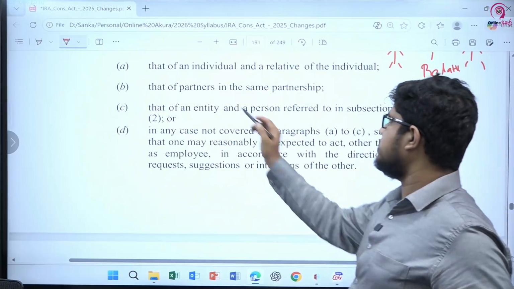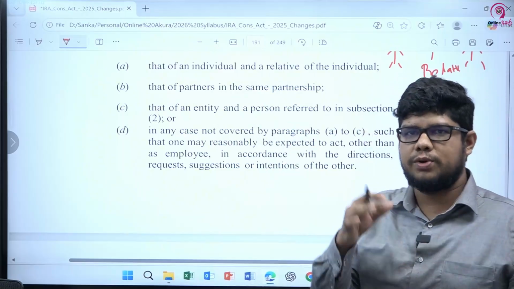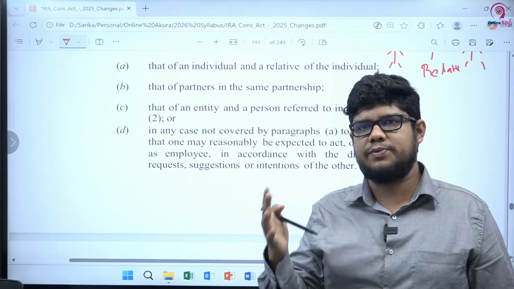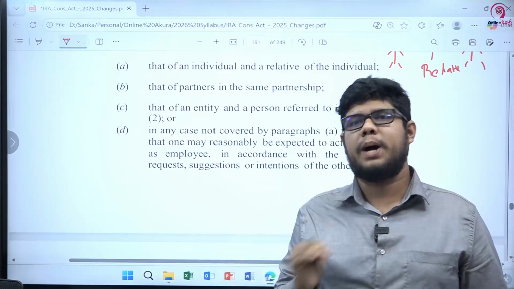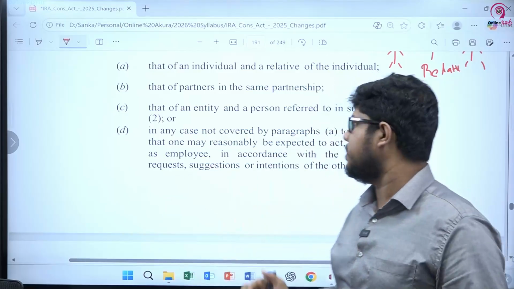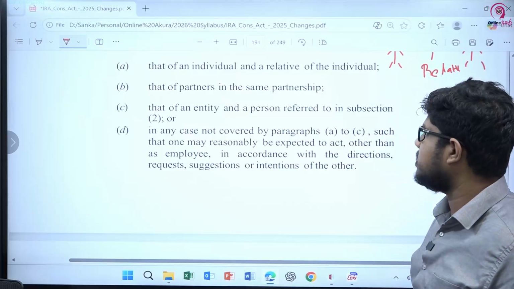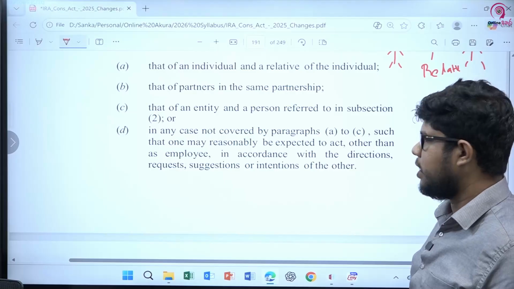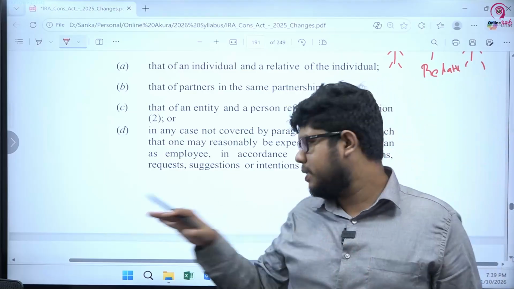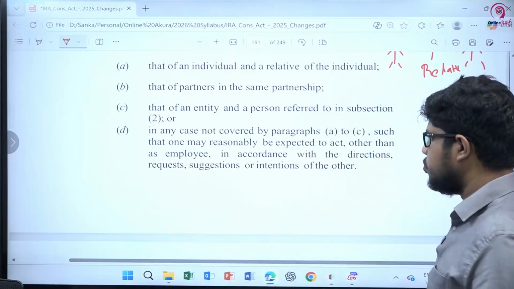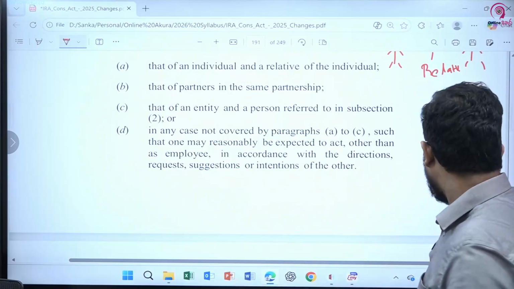That of partners in the same partnership. If you are in a partnership, let's say 5 partners, all 5 partners are treated as associated persons. That of an entity and a person referred to in subsection 2. So an entity and the persons in subsection 2 are associates.